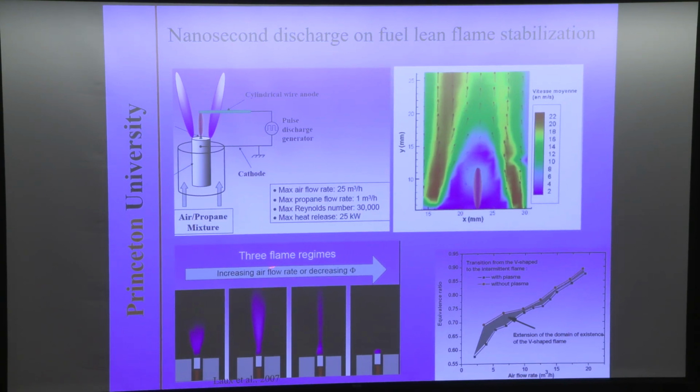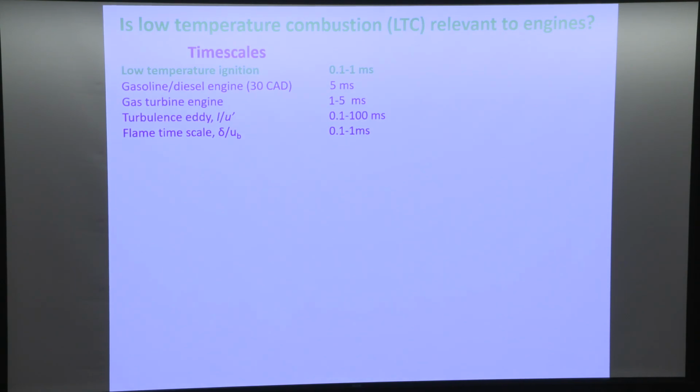They found three different regimes: stabilized flames, lifted flames, and very short flames. What they show is that with a plasma, they can reduce the flame stabilization equivalence ratio. You can see here, particularly at the nearly fueling conditions. All these things were demonstrated 10 years ago to show the effectiveness.